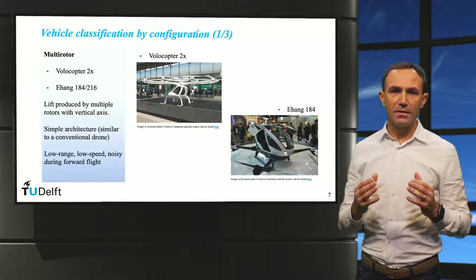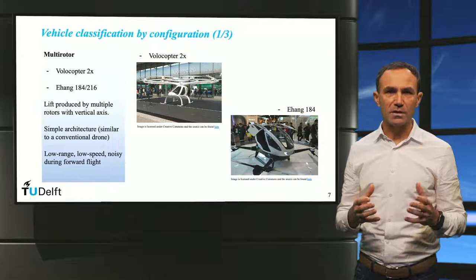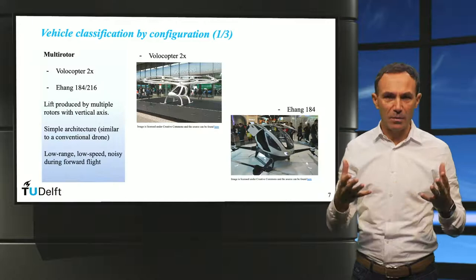This classification follows the definitions proposed recently by Rosin and Busing from NLR. A first class of vehicles is the multi-rotor class. This configuration sees a large number of small rotors with fixed vertical axis, which provide the lift force and can be controlled for vehicle stability.